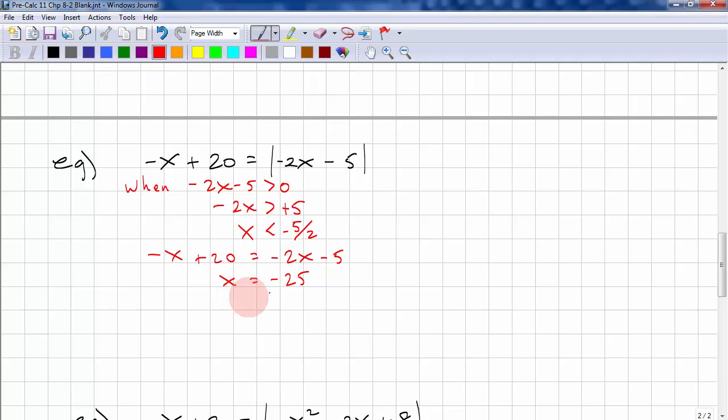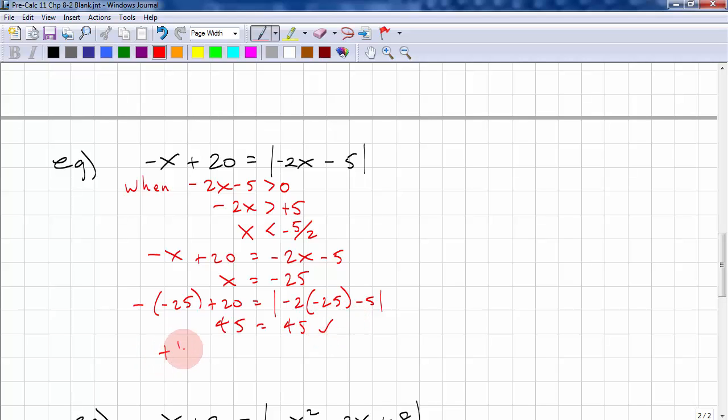So let's plug that into the equation. Negative negative 25 plus 20 equals negative 2, negative 25 minus 5. So here we have positive 25 and 20, so that's 45. Negative 2 times negative 25 is 50, minus 5 is 45. So that works as well.